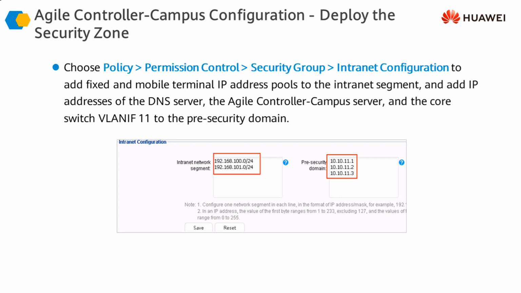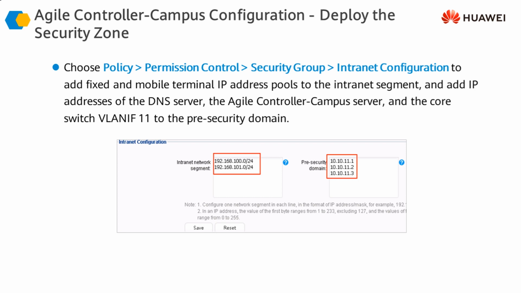We deploy the security zones on the Agile controller. This means that traffic is going to be moving between different zones. We have the intranet zone. The traffic is coming from the intranet zone, and the traffic is going to the pre-security domain where the Agile controller is sitting and where the DNS server or possibly the DHCP servers could be sitting. So we assign the IP addresses of those subnets or those servers which are sitting in the pre-authentication domain. We need to assign those IP addresses here in the intranet configuration.